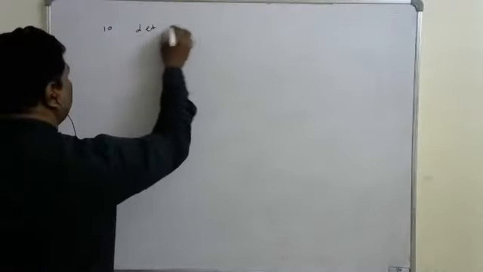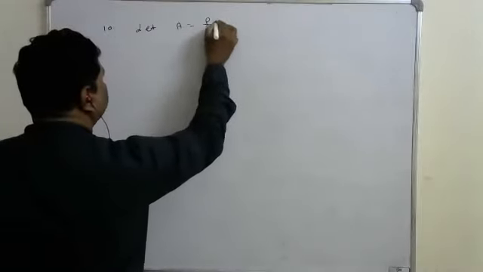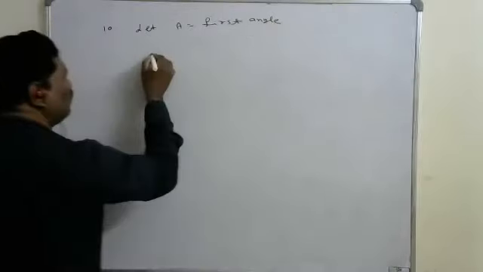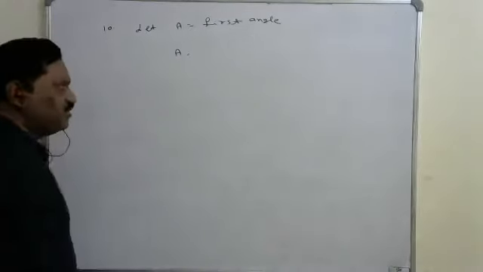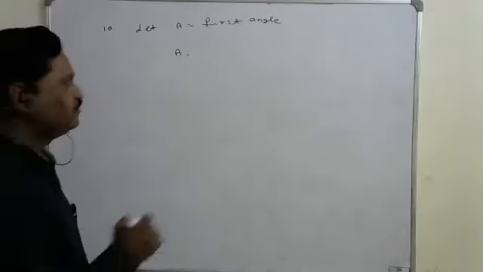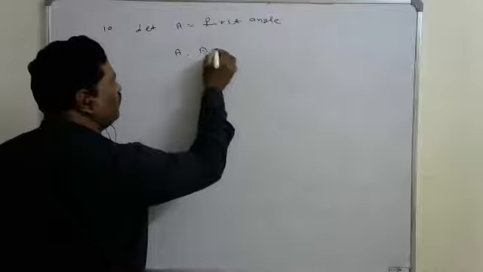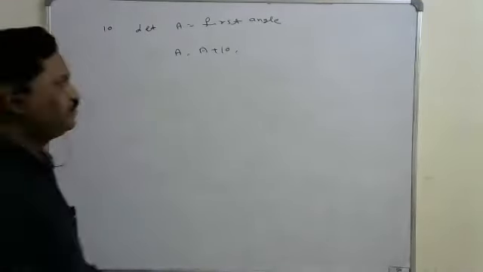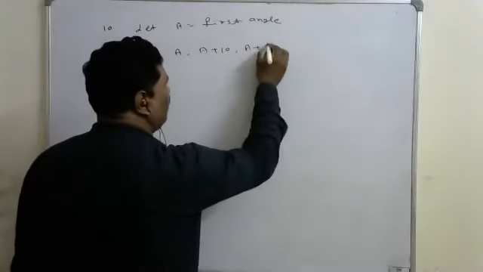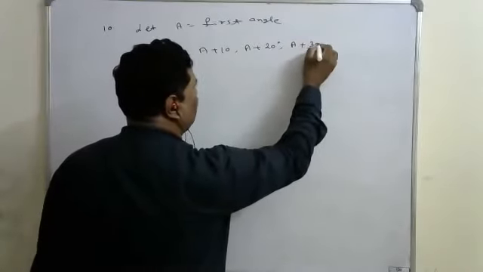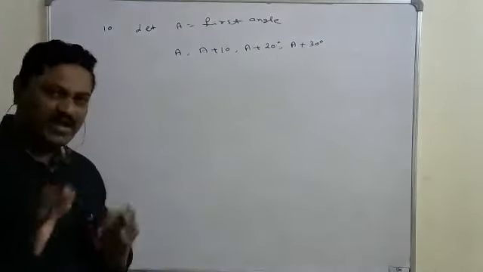So common difference is 10 degrees, which means I will take A as the first angle. So what are the four angles? A, common difference is 10. Then what will be the second term of the AP? First term is A, this is A plus 10 degrees. What is the third angle? A plus 20 degrees. Then the fourth angle is A plus 30. These are the four angles.